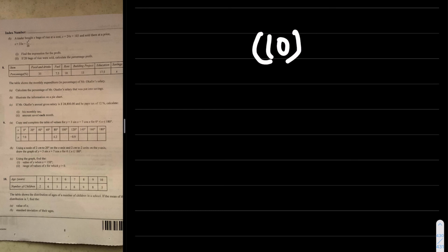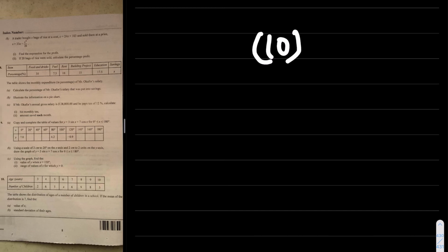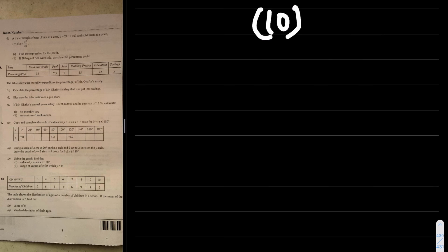The table shows the distribution of ages of a number of children in a school. If the mean of the distribution is 7, find A, the value of x, and B, the standard deviation of their ages.